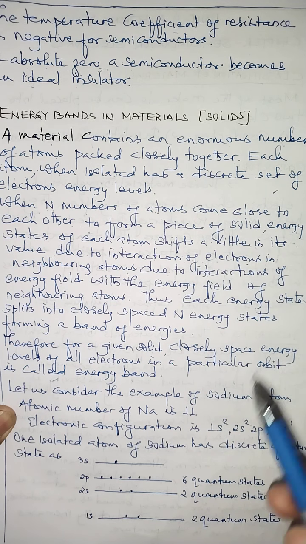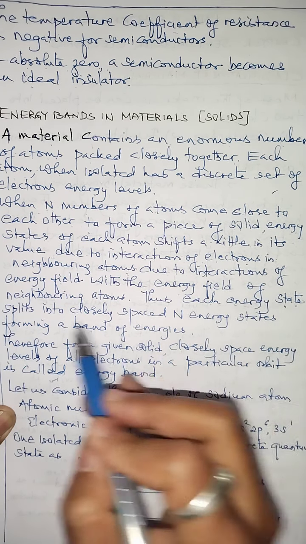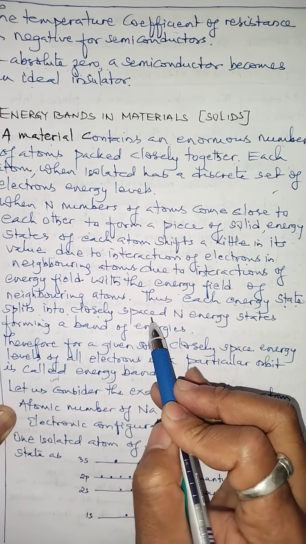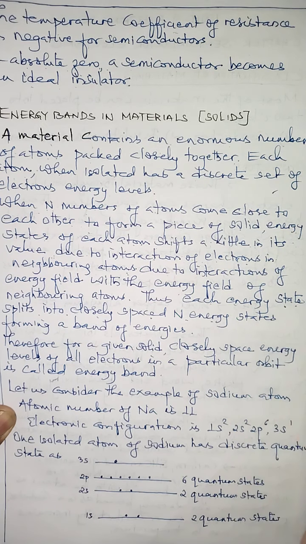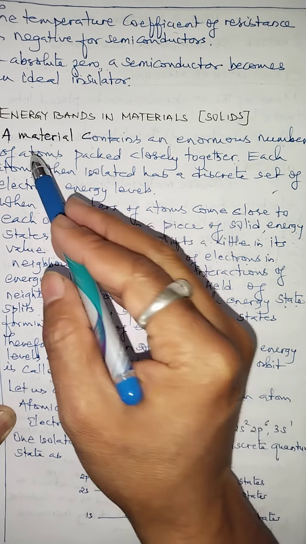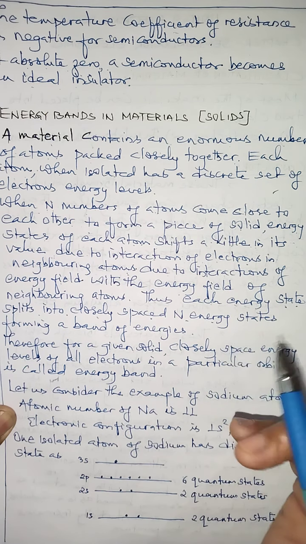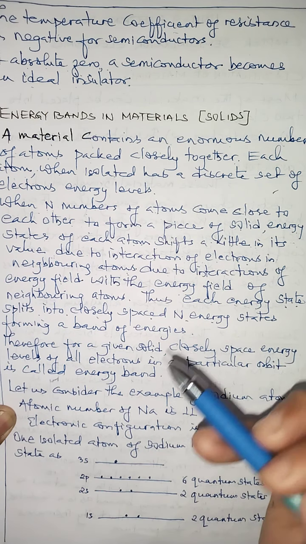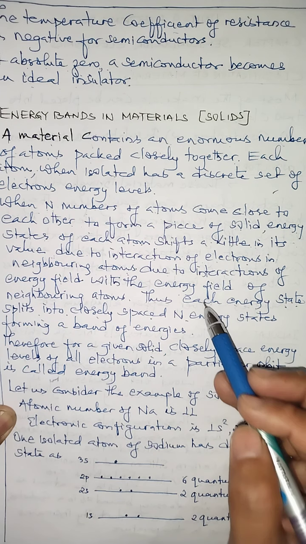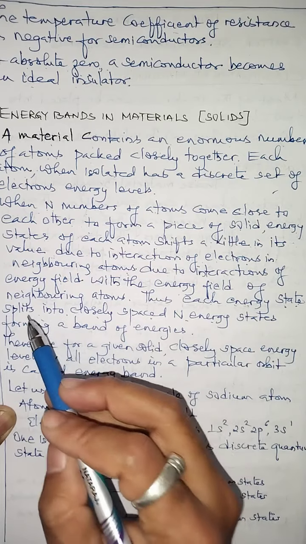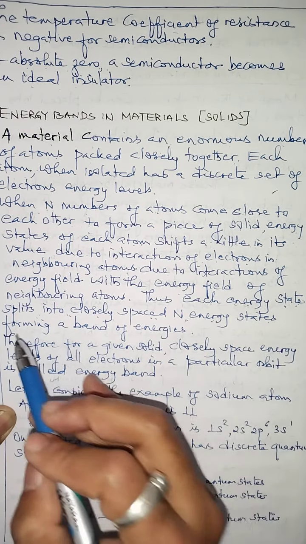So in this case, what happened? Each energy state splits into closely spaced n energy states. How many energy states? n energy states. Why n energy states? Because how many atoms are we taking? n atoms. If the n atoms come closer to each other, then all the atoms' energy states get modified by each other. So each energy state splits into closely spaced n energy states, forming a band.